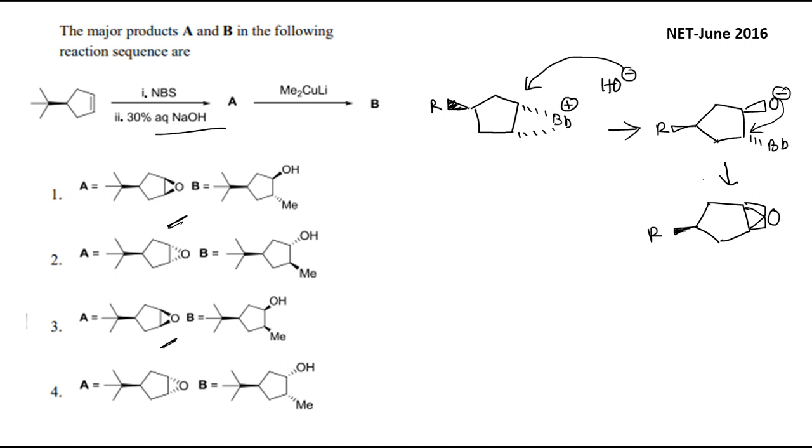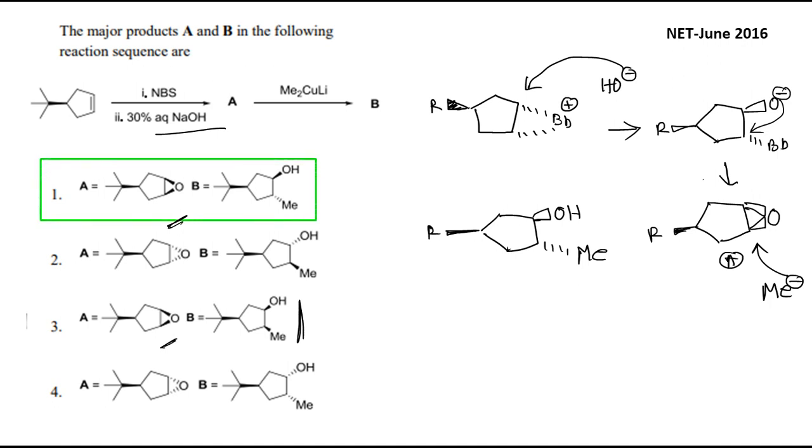Next we have Me2CuLi. This is the structure of A. Me2CuLi is basically the source of methyl minus. Now methyl minus will attack from below the plane. So ultimately you will be getting OH above the plane and methyl below the plane. That means among these two options, this one is not correct. Option 1 should be the correct option. Structure of B is this.